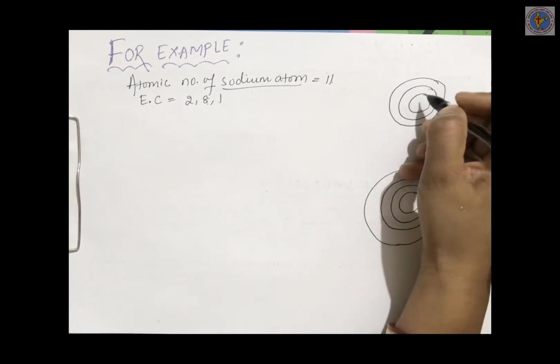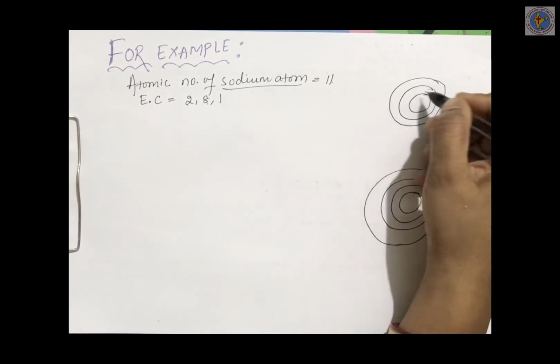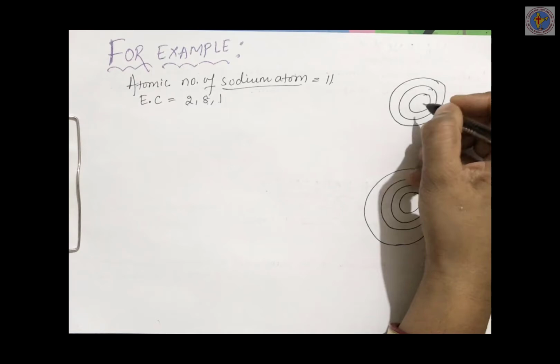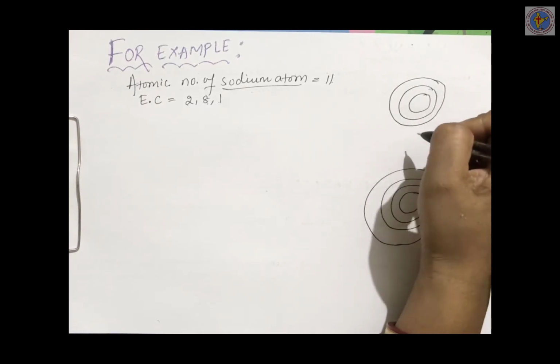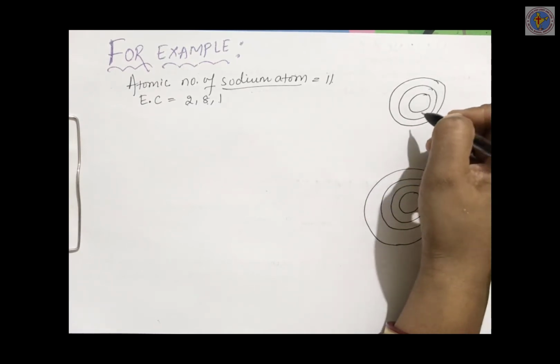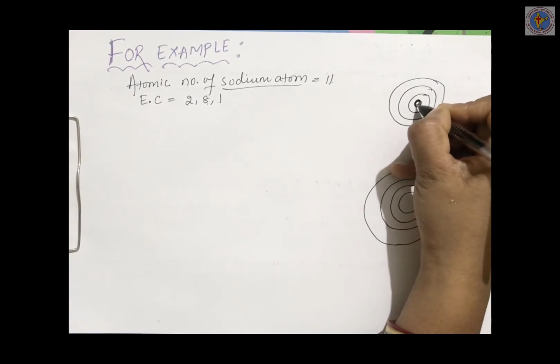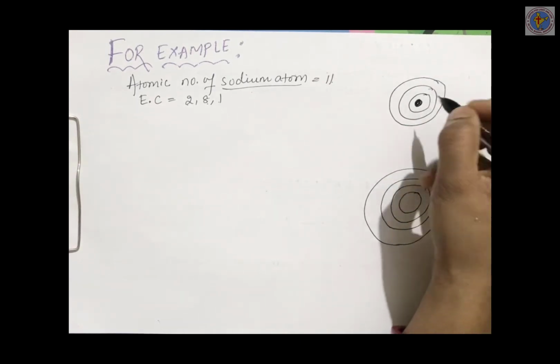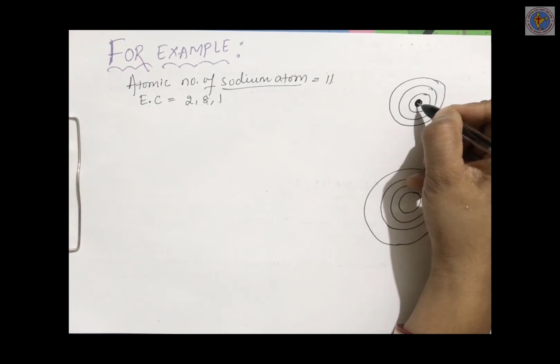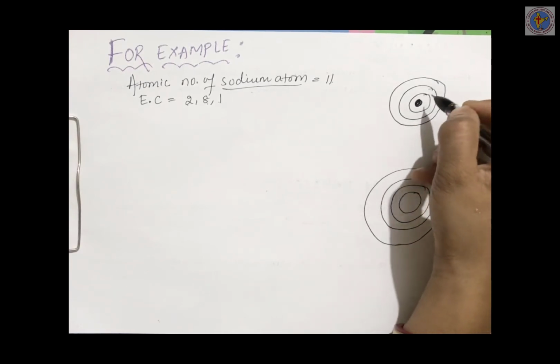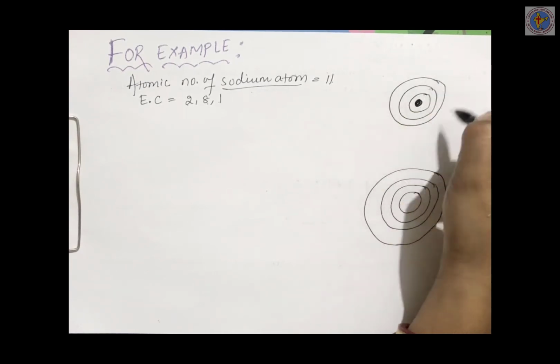Children, here you can see I have drawn the shells, but this is wrong, because before drawing the orbital structure you should not forget to draw the nucleus of the sodium atom. Understand? So first you should draw the nucleus, then after that you can draw the energy shells or orbits.